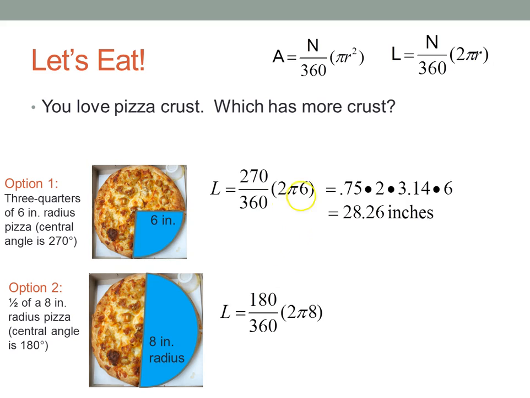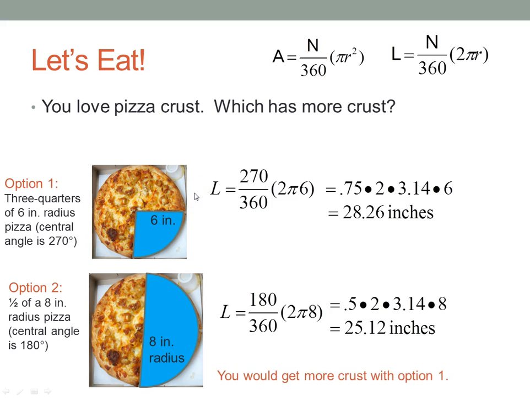My central angle is 180 on my second option, and my radius is 8. All the other numbers stay the same, and I'll multiply through. Notice my decimal here, 180 over 360, is 5/10. So I'm going to multiply these four numbers, 25.12 inches. If I like crust, and you know I do, I am better off eating all of this yummy crust. So I'm going to go with option 1 when it comes to crust.